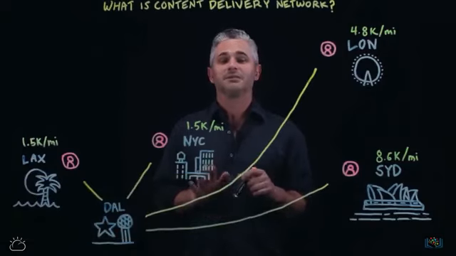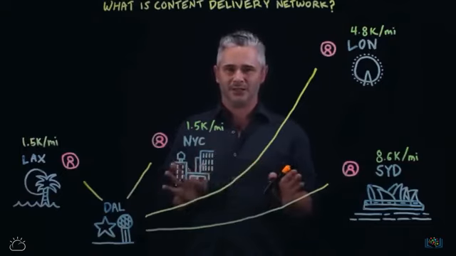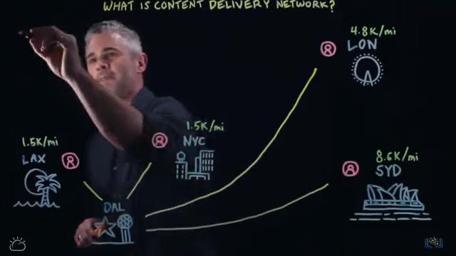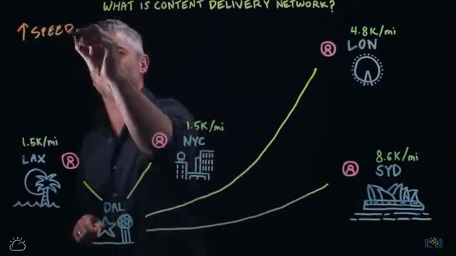So in short, a content delivery network, or CDN, is a service that accelerates internet content delivery. In other words, the main benefit of a CDN is that it makes your website faster.